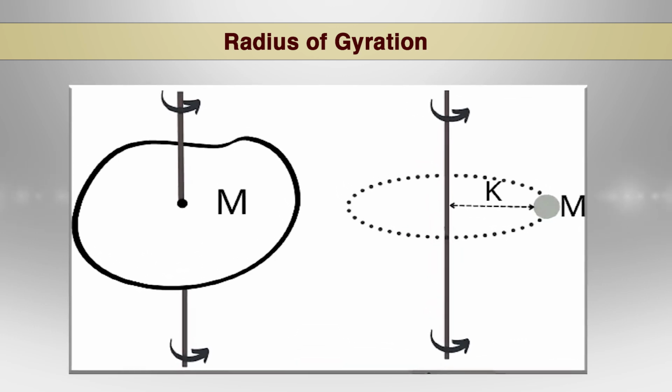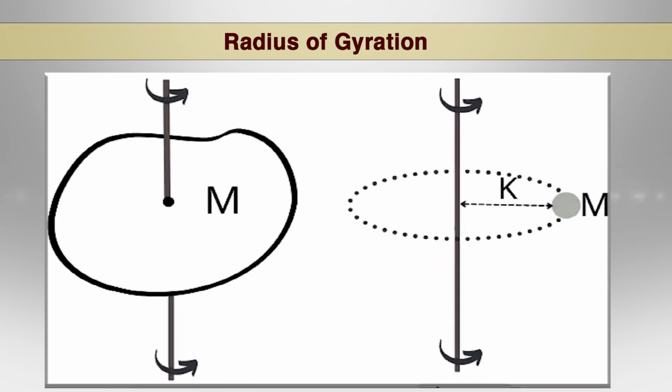Mathematically, the radius of gyration is the root mean square distance of the object's parts from either its center of mass or a given axis depending on the relevant application. It is actually the perpendicular distance from point mass to the axis of rotation.